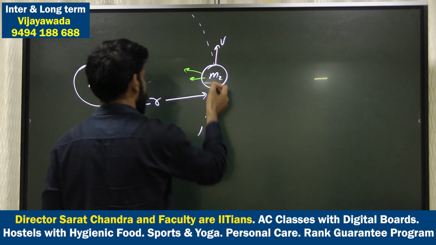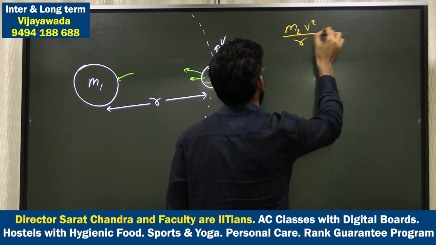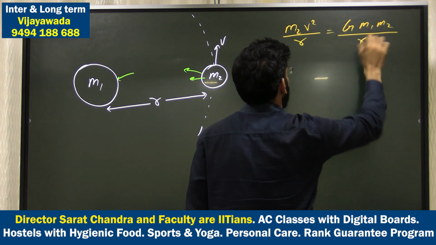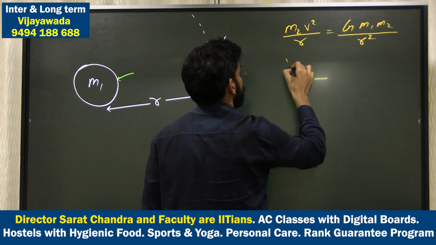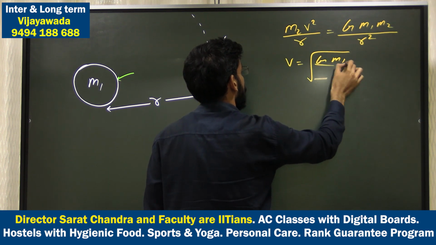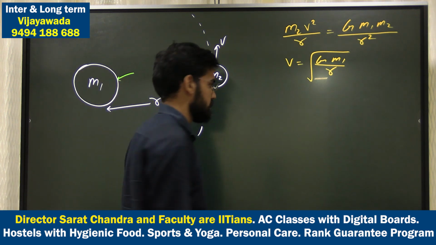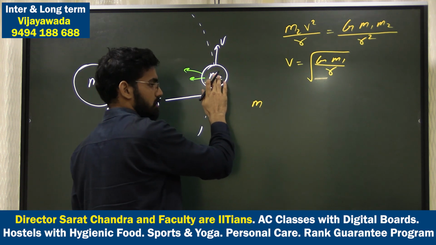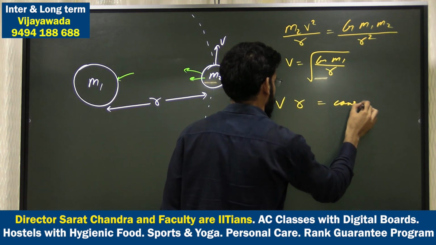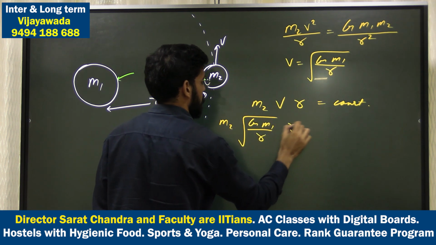First of all, write down that the net force towards the center equals the centripetal force. So m2 v squared by r equals the gravitational force G m1 m2 by r squared. From here m2 cancels out, so v comes out as the square root of G m1 by r. Now say angular momentum is conserved. By that you can get an expression, but you will not get the exact answer. See why? This is the angular momentum: m2 v r, with speed v and distance r from m1, is constant. Put the value of v, the square root of G m1 by r, multiplied in, equals a constant.